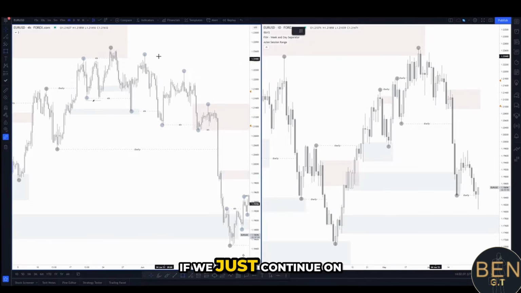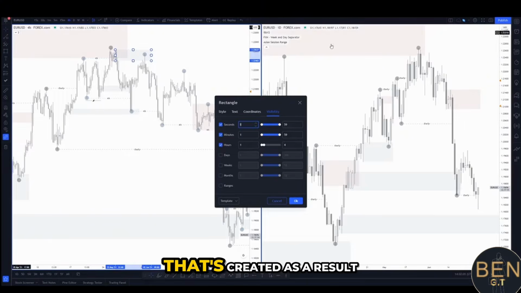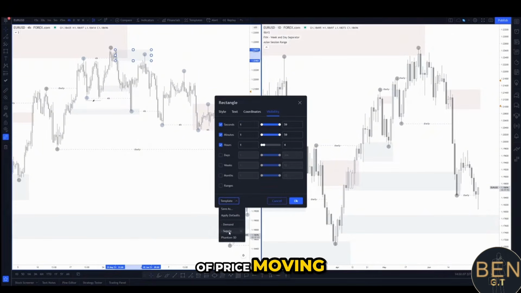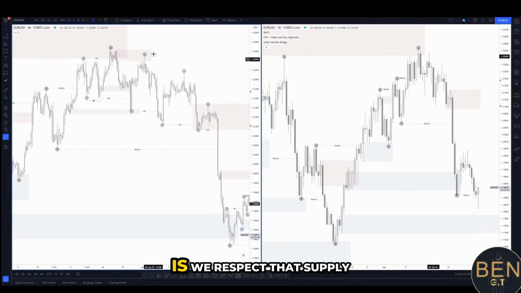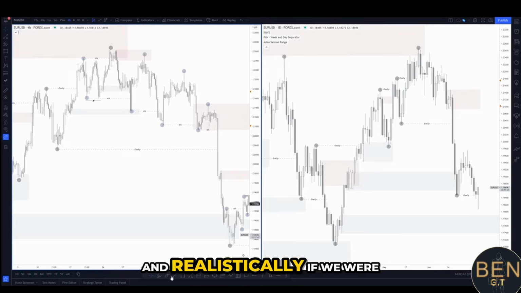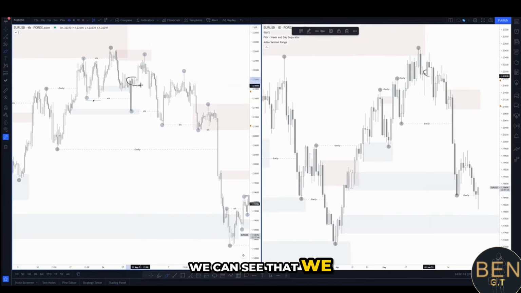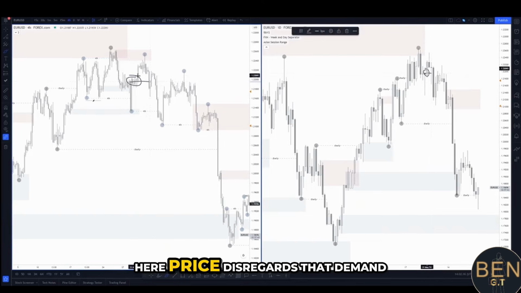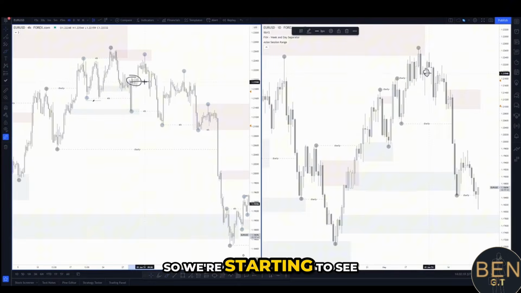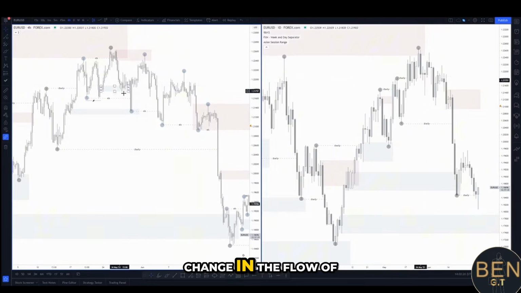And what we can see if we just continue on is we have our supply zone here created as a result of price moving. And what we can see is we respect that supply. And realistically, if we were looking at demand, we can see that we have range created demand right here. Price disregards that demand. So we're starting to see that change in the flow of supply and demand.